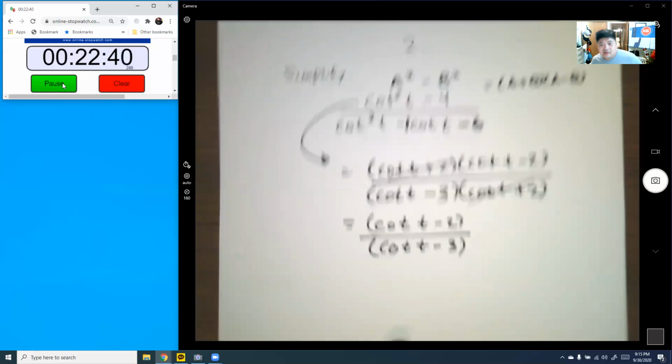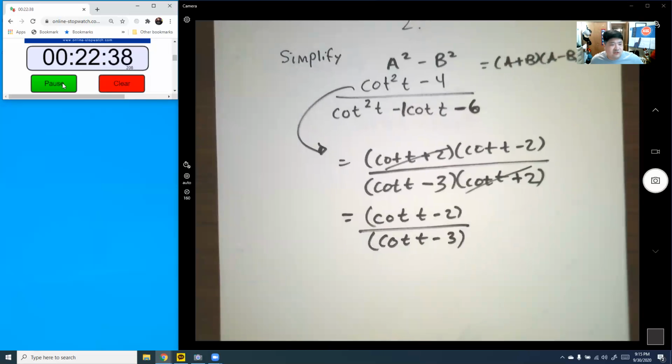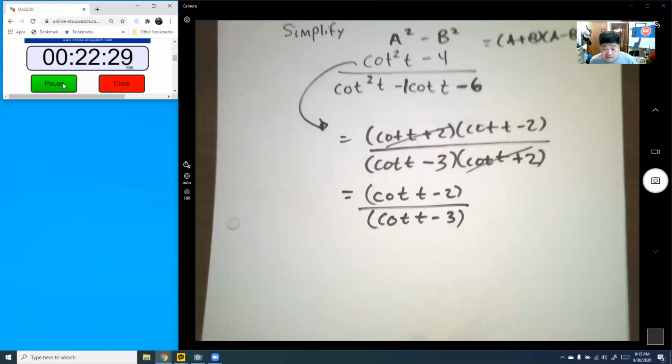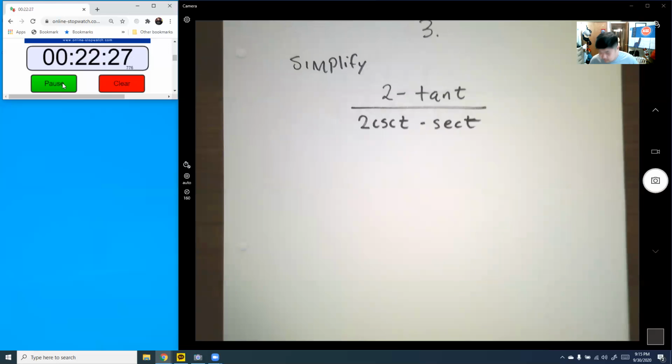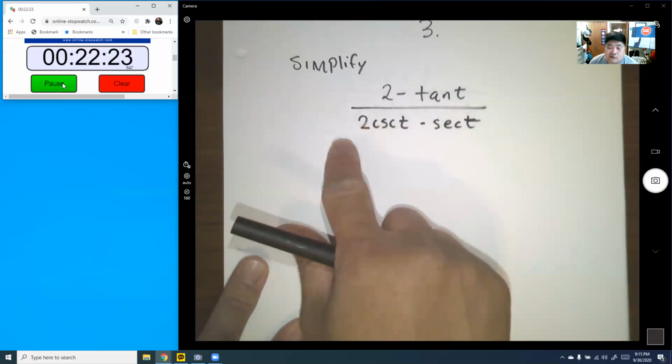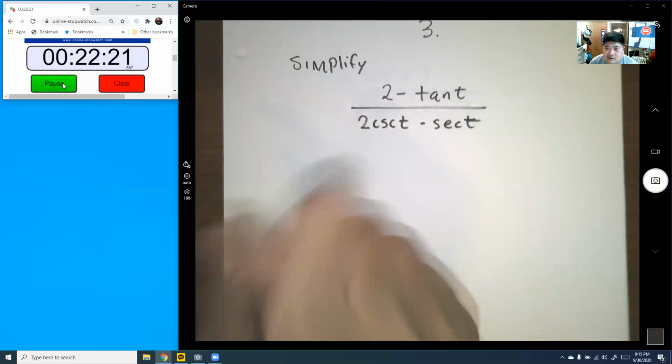So that one is simplified. I could change it to sines and cosines if I wanted to, but the point was to simplify it, and it's all in terms of cotangent of t now. So I'm done. All right, here's 2 minus tangent t all over 2 cosecant t minus secant of t.